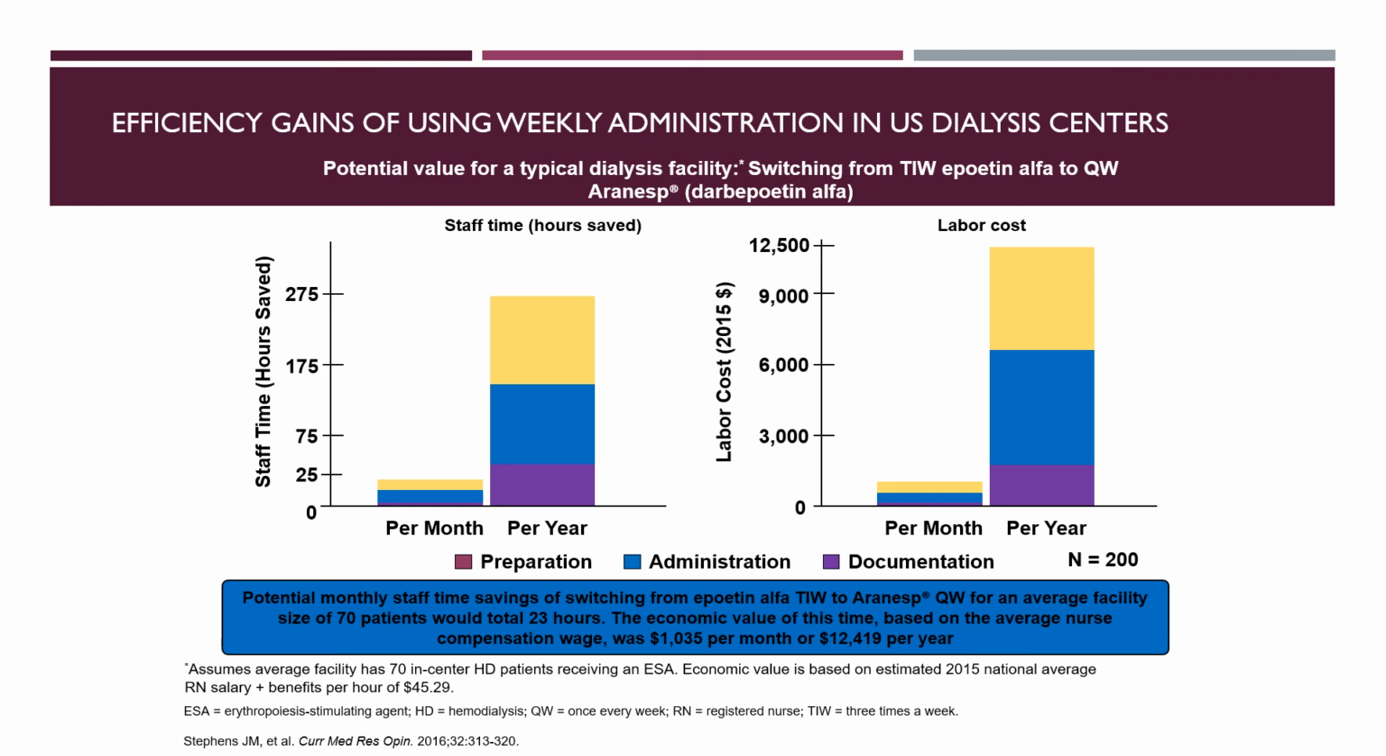The efficiency gains of using weekly administration in U.S. dialysis centers show potential value for a typical dialysis facility, switching from thrice weekly to once weekly or even every 2 weeks, by decreasing the manpower, staff time, and labor cost.